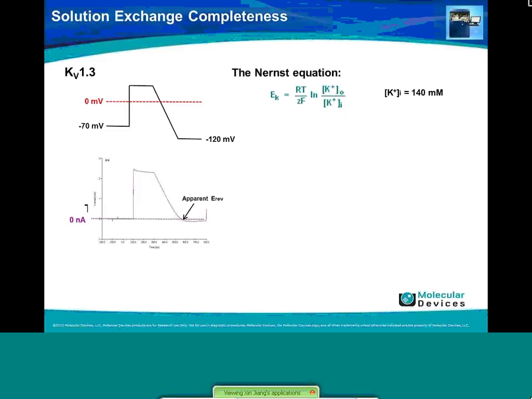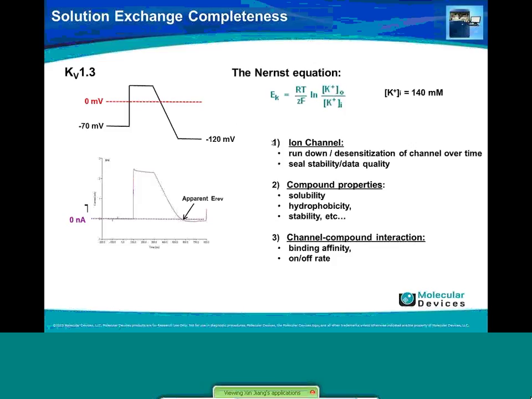The reason we chose to do such a study is that by analyzing the solution exchange completeness using the Nernst equation, we can bypass a few complicating issues with doing pharmacology with real compounds and real ion channels. In a pharmacology analysis, people often encounter complications from the rundown of the ion channel, desensitization of the channel over time, stability of the cells and its impact on the quality of the data, and also compound properties in terms of solubility, hydrophobicity, and stability. In addition, there's channel and compound interaction. If you do real pharmacology with real compounds, these are the issues you have to worry about.